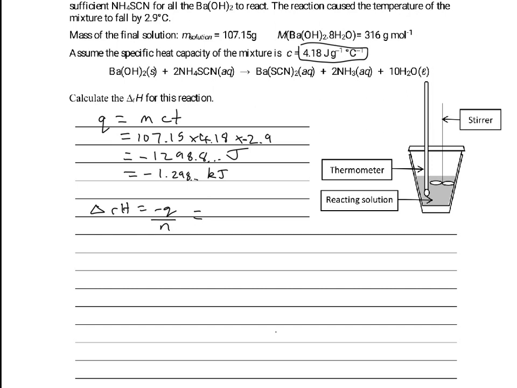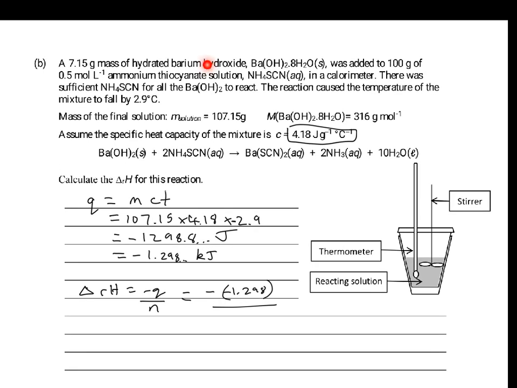So minus Q, we worked out what Q was up the top. So minus 1.298 divided by n. So n is the number of moles. We need to work out the number of moles of chemical. So we are adding together barium hydroxide and ammonium thiocyanate. So we need to work out the number of moles of chemical, and it's either the number of moles of barium hydroxide or the number of moles of ammonium thiocyanate, sorry.